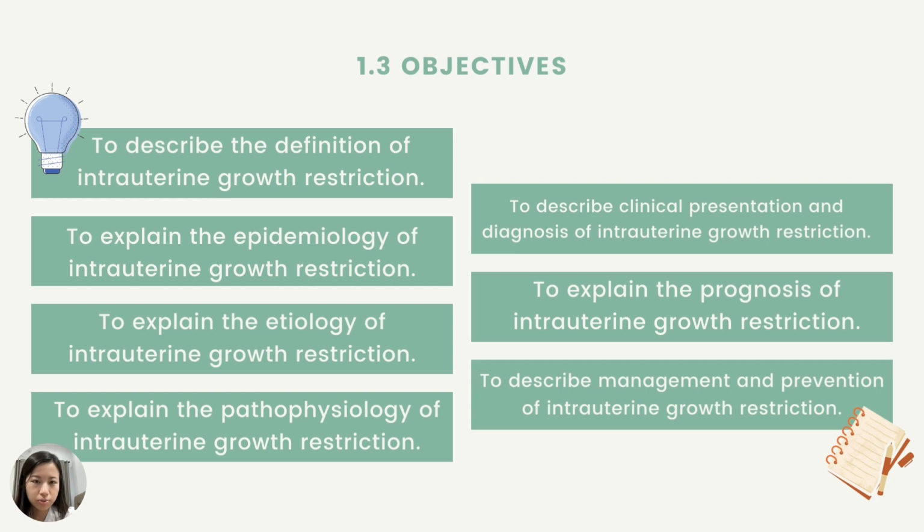Now I'll talk about the objectives of this paper. So first, to describe the definition of intrauterine growth restriction. Second, to explain the epidemiology of intrauterine growth restriction. Third, to explain the etiology of intrauterine growth restriction. Fourth, to explain the pathophysiology of intrauterine growth restriction. Fifth, to describe clinical presentation and diagnosis of intrauterine growth restriction. Sixth, to explain the prognosis of intrauterine growth restriction, and the last is to describe management and prevention of intrauterine growth restriction.